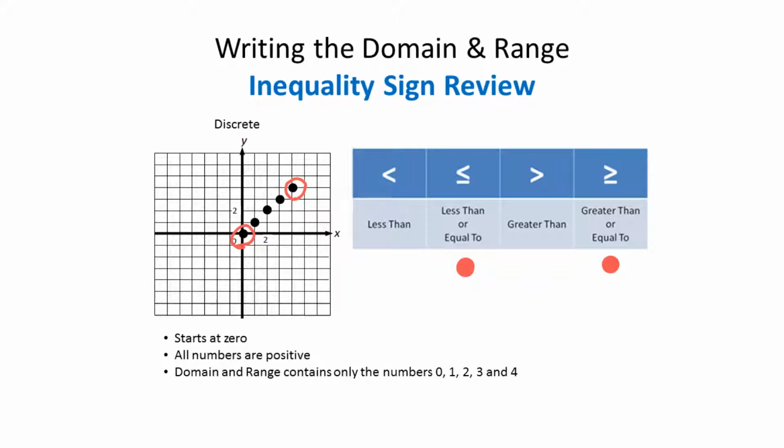Now, when would I use just the less than and the greater than? Well, that would be when I have, instead of those closed dots that we see on our graph, the open dots. And why are inequality signs going to be important when we're talking about this graph? Well, it's because on this side I don't go on forever. I start here at (0, 0), and I end here at (4, 4). So my x and my y are going to be somewhere between 0 and 4.